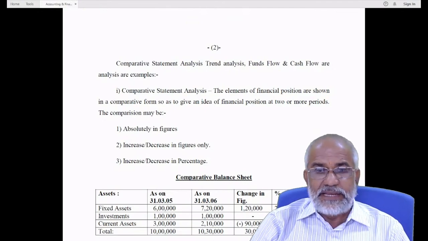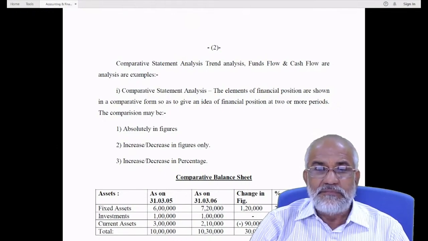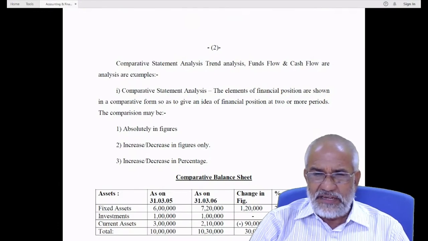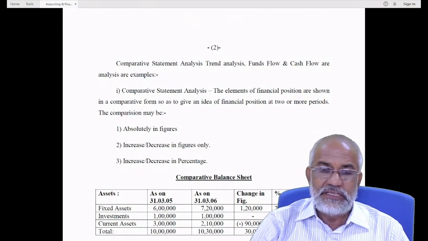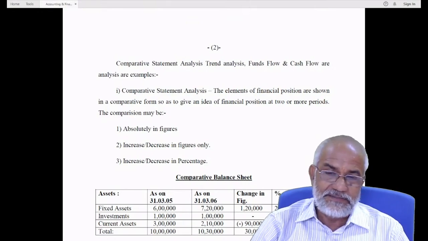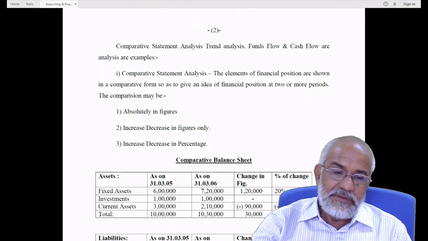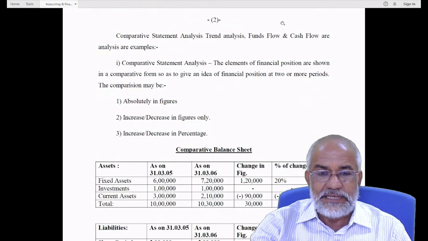Under comparative statement analysis, what is done? The elements of financial position are shown in a comparative form so as to give an idea of financial position at two or more periods. The comparison may be absolute in figures, or it may be the increase or decrease in figures only, or the increase or decrease of figures in the form of percentage. And there may be comparative balance sheet analysis, and there may even be comparative income statement analysis.